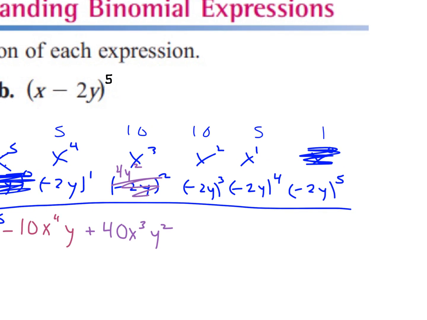Alright, next. 10 times x squared times negative 2y cubed. Let's simplify our negative 2y cubed. Awesome, negative 8y cubed. Multiply our coefficients, so 10 times negative 8, negative 80, x squared y cubed.